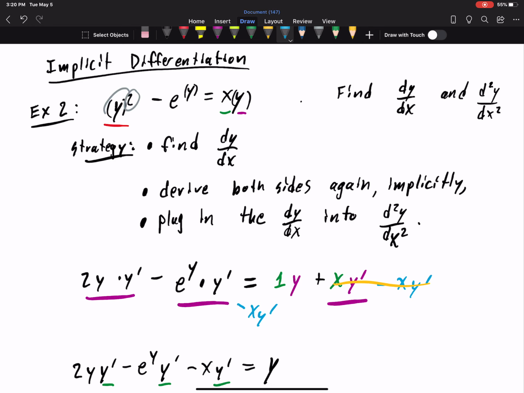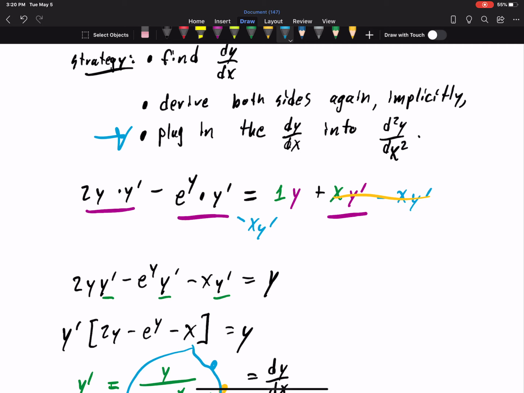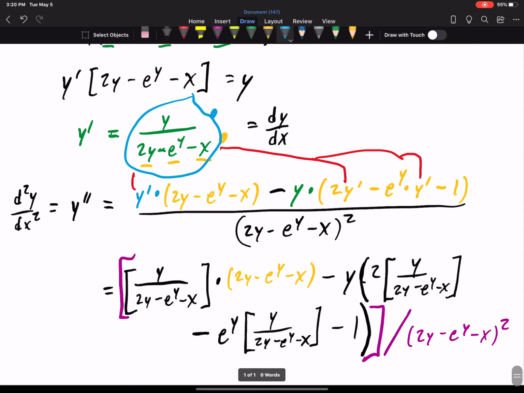Then the final step is, once you find your y double prime, you're going to plug in the dy/dx that you found in the previous part of the problem into your d squared y/dx squared, your second derivative. When you do that, you'll have a function in y and x only. Notice the final answer here does not have a single y prime in it, does not have any double primes in it, it's just x's and y's. So using this method, it allows you to solve for the second derivative as well.